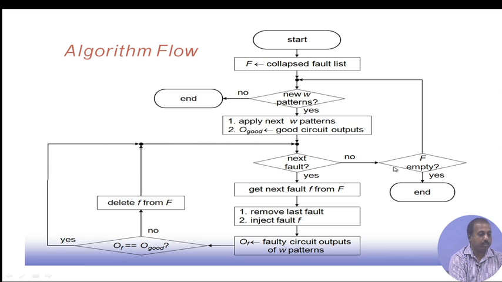When the fault list becomes empty, when there is no more fault that we can handle, then we go back and get the next new W patterns. So, for one set of W patterns we simulate all the faults, then we take the next set of W patterns and simulate the next set of faults. We will continue in the next class.